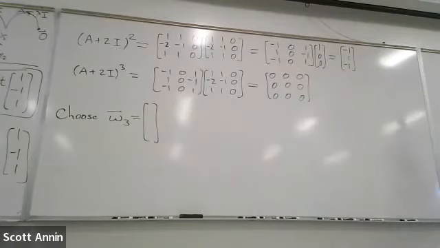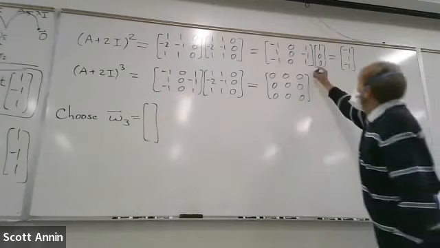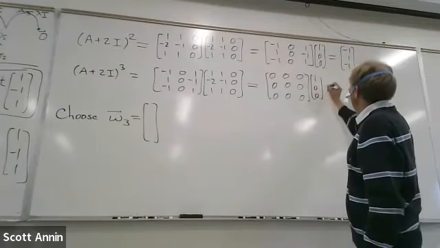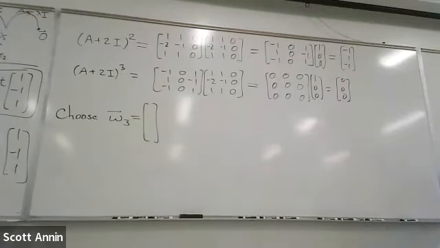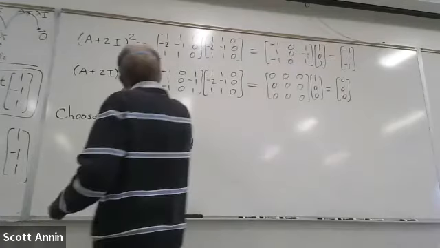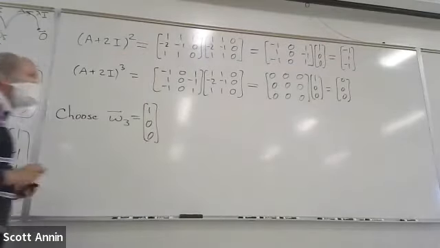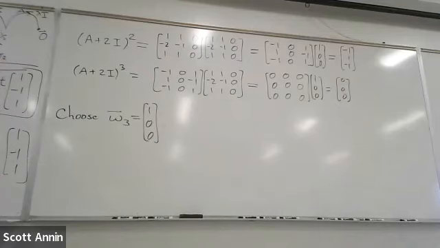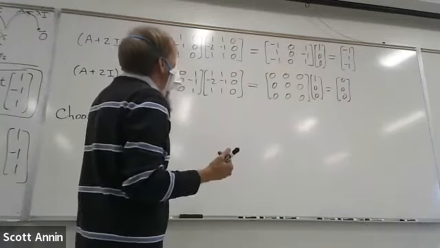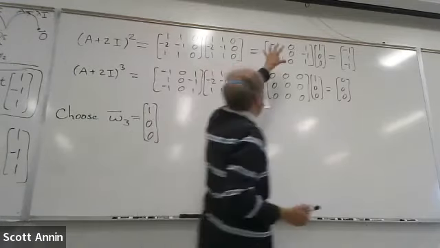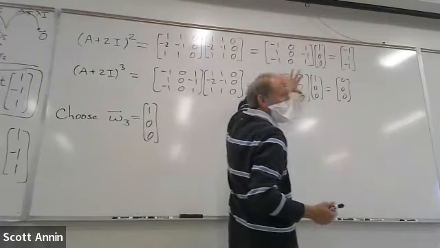So it survives this matrix, but then of course, if you put 1, 0, 0 here, it will not survive that matrix. Okay, so this is what we want. This is a good choice. I'm going to choose W3 to be 1, 0, and 0. It's not the only correct choice. You just need any vector that's going to survive this matrix and not this matrix.